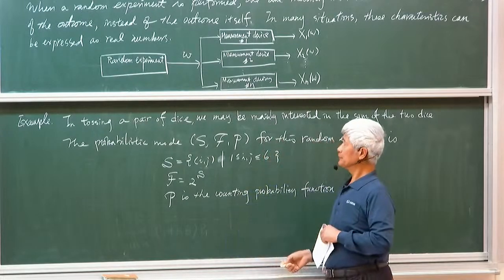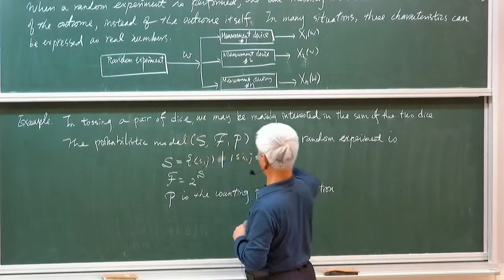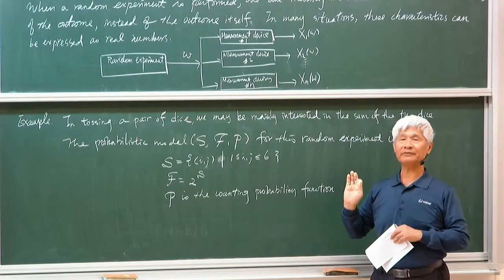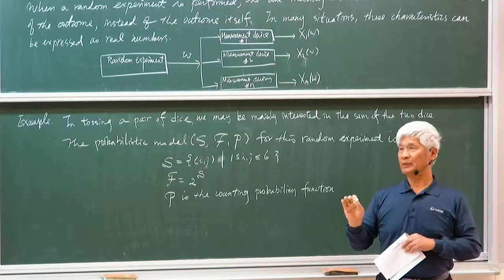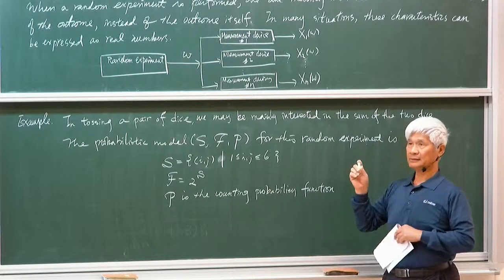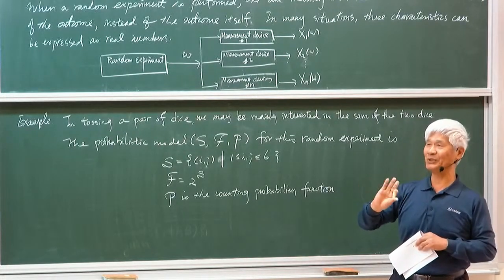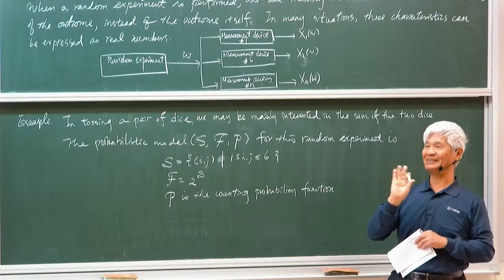Oh, sorry, model. Yeah. And with the counting probability function, we assume that these two dice are fair. They are fair dice. There are no tricky dice used.